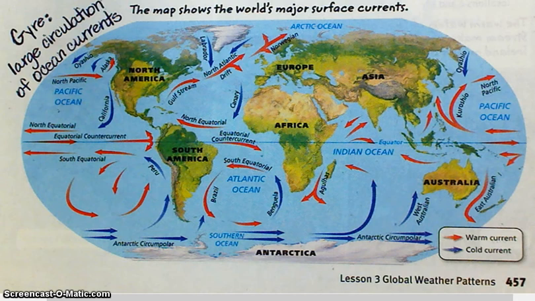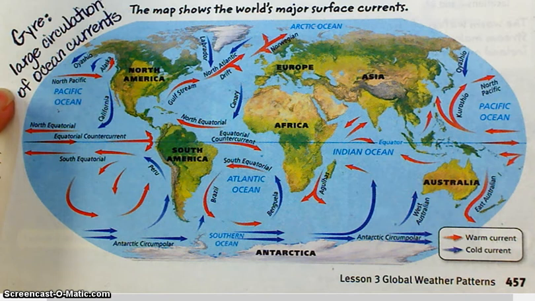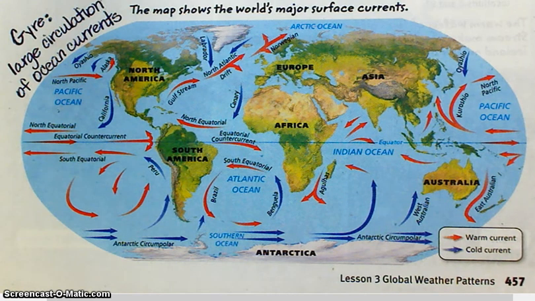Hi guys, this is going to be a short tutorial about something called gyres, G-Y-R-E-S. A gyre is basically a large circulation of ocean currents. Okay, and we are going to look at the world's ocean gyres. And this is actually on page 457 in your textbook.